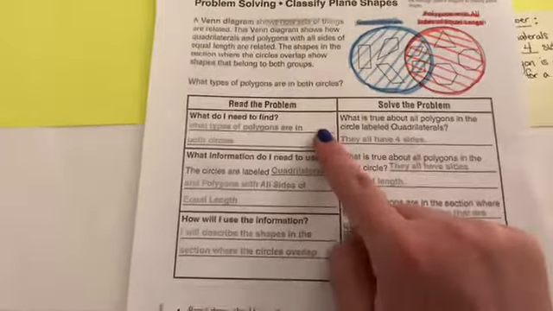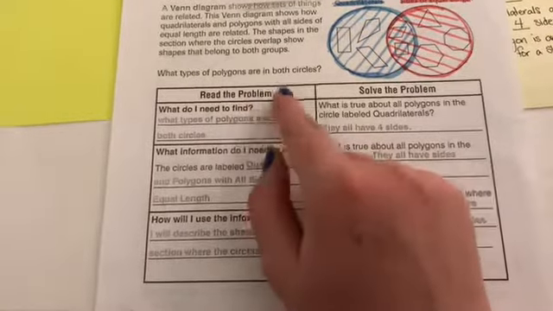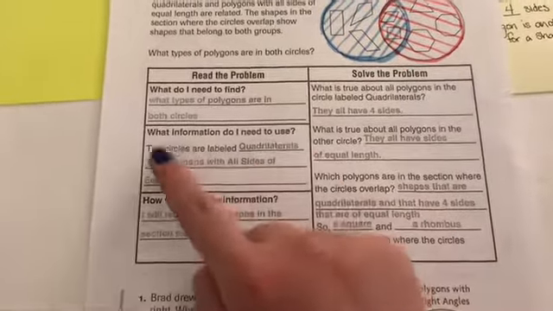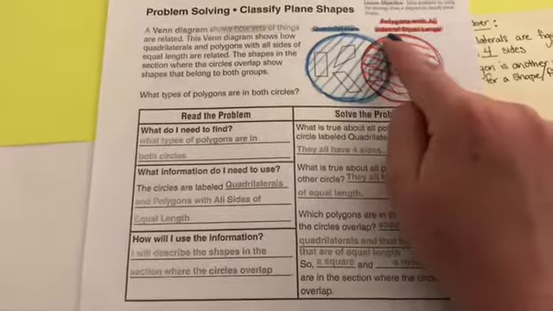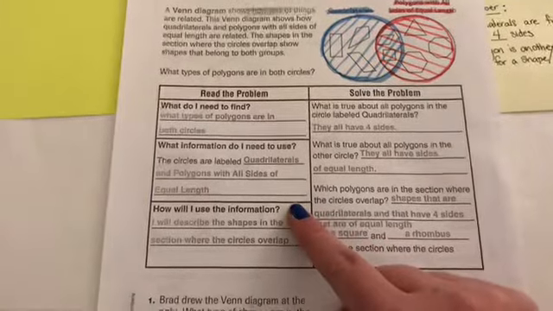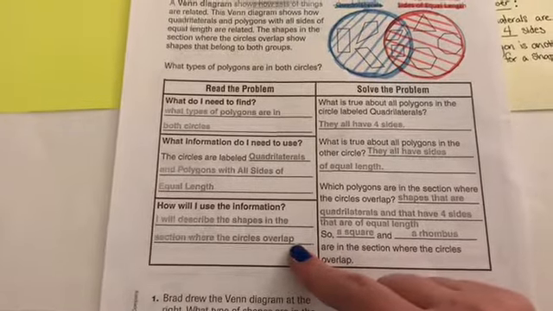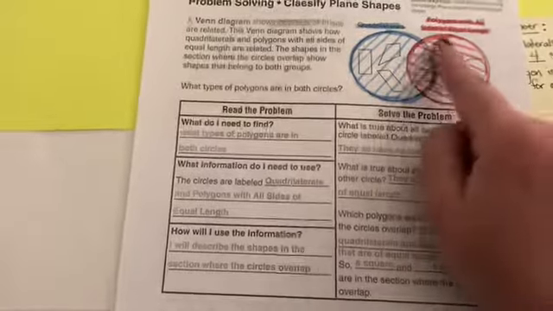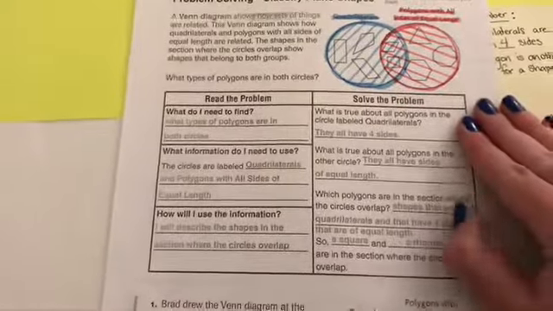So let's read the problem. What do I need to find? Well, we're looking for what types of polygons are in both circles. What information do I need to use? Well, the circles are labeled for us, right? They're labeled quadrilaterals and they're labeled polygons with all sides of equal length. How will I use this information? Well, I'm going to describe the shapes in the section where the circles overlap, right? That's what it asked us. Which type of polygons are in both circles? Where do these circles overlap? And what shapes are in them? So let's go ahead and solve the problem.